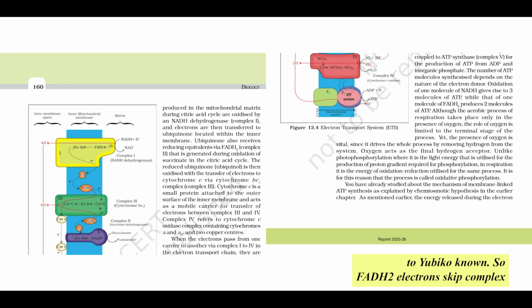So FADH2 electrons skip complex I. Yes, that's right. They enter at complex 2, feeding into ubiquinone, bypassing complex 1. This is important for the ATP yield later.